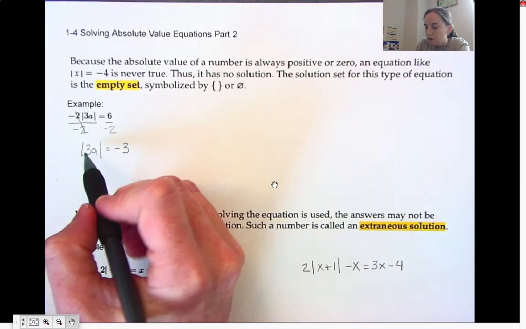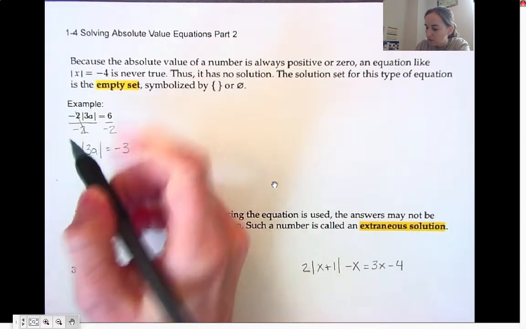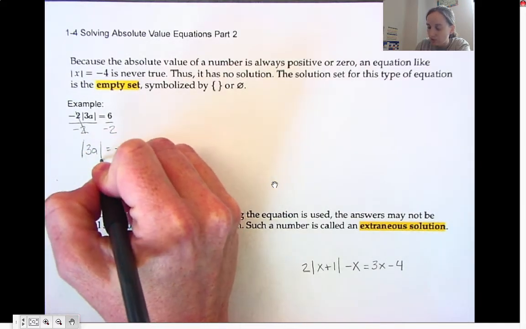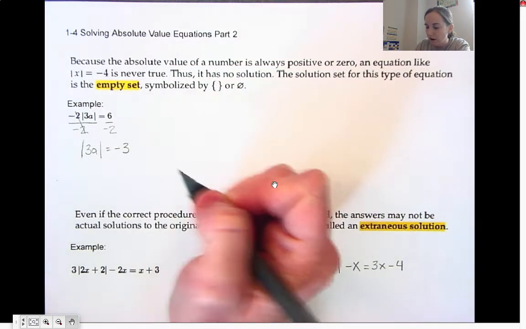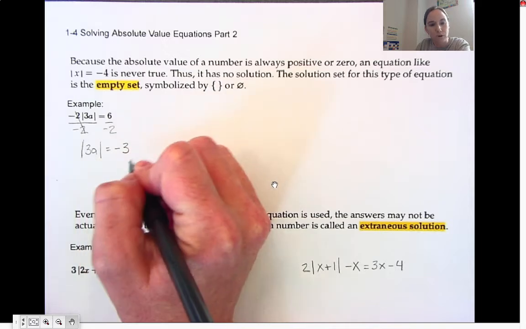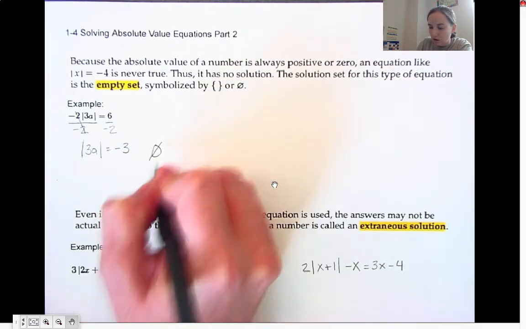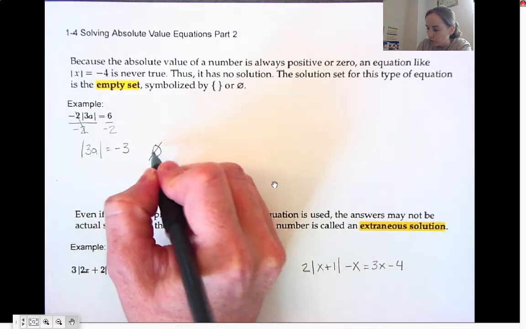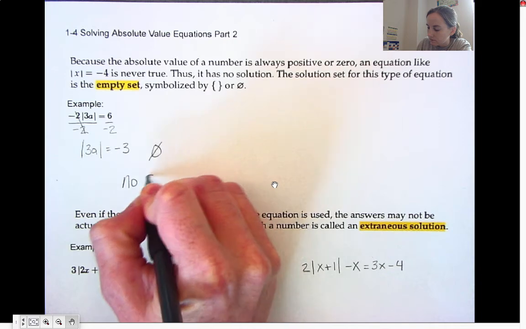Well, there is no value that I can put in here that is going to give me an absolute value equal to -3. Because absolute value, once you take absolute value, it's always positive. So in this case, there is no solution. You can write the empty set or the null set, or you can write no solution.